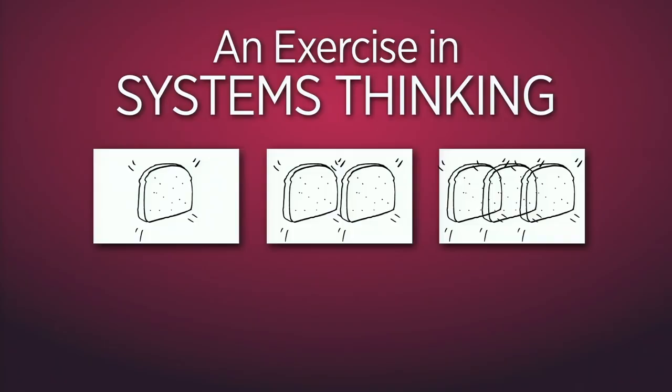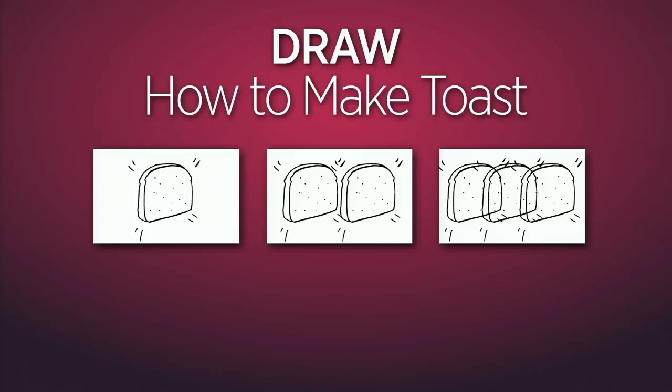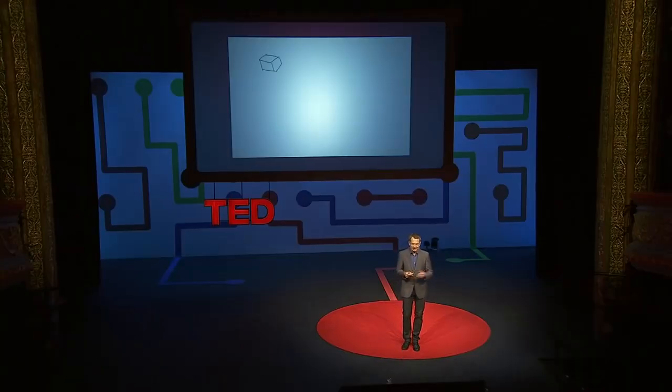The exercise has 3 parts and it begins with something that we all know how to do, which is how to make toast. It begins with a clean sheet of paper, a felt marker, and without using any words, you begin to draw how to make toast. And most people draw something like this.